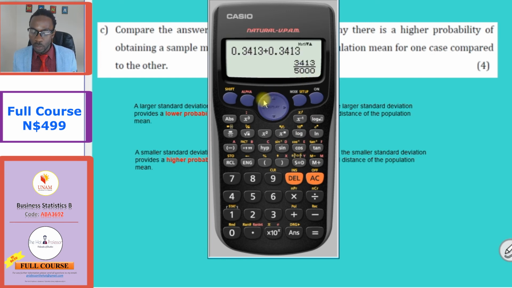But as soon as you change, instead of 6,000, now we have 3,000. Look what happens. It becomes bigger, it becomes 1. Which means your range of probability becomes wider. So you will have a higher probability. So that gives us our conclusion.